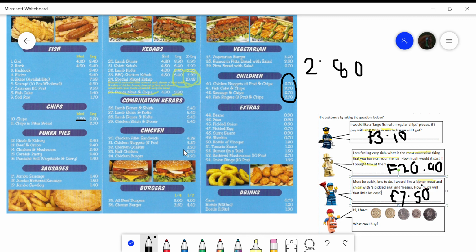Okay, so we're going to leave it there. What you are going to do now is you have got your own takeaway menu, and you have got some questions that are very similar to the ones that we've just answered together. So what you need to do now, you need to look at the menu very carefully and answer those questions and see what you could buy.